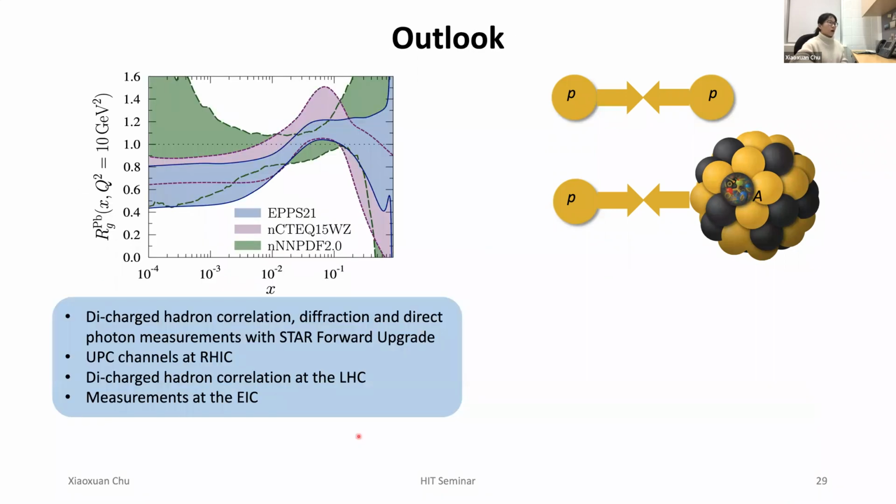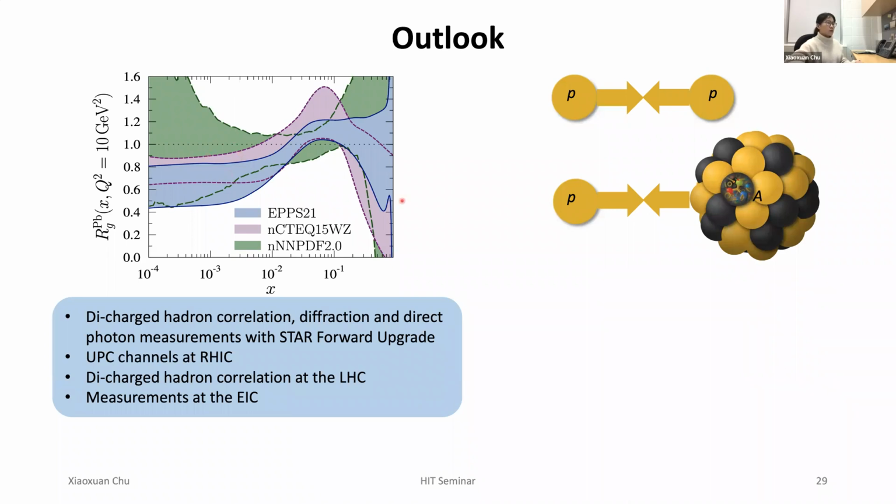collisions. And for the outlook, after all of the data is implemented to extract the nuclear PDF, there are three groups that actually give us very different nuclear gluon densities at small x. So for this small x region, we still need a lot of experimental input to really help us constrain the nuclear dynamics in this region.